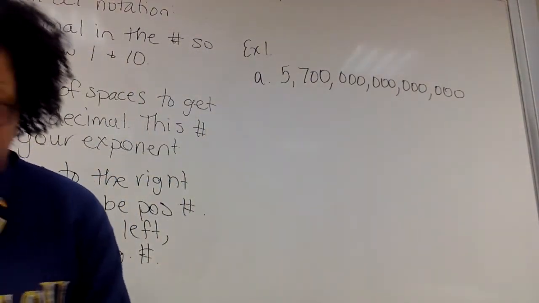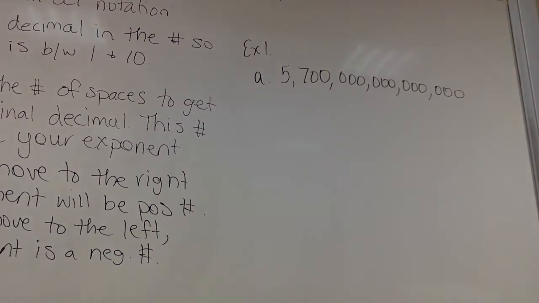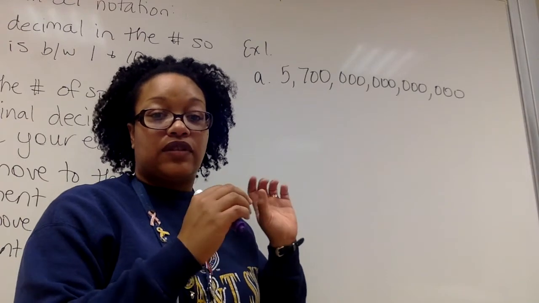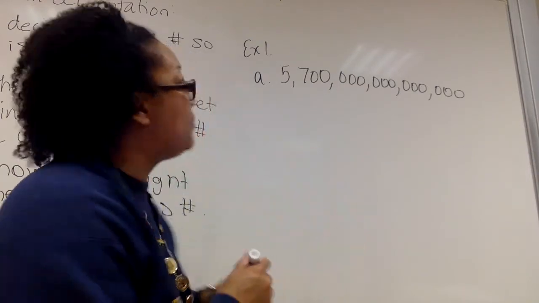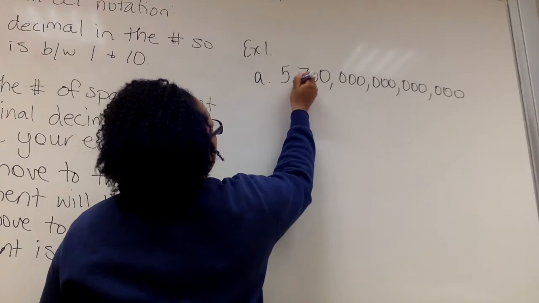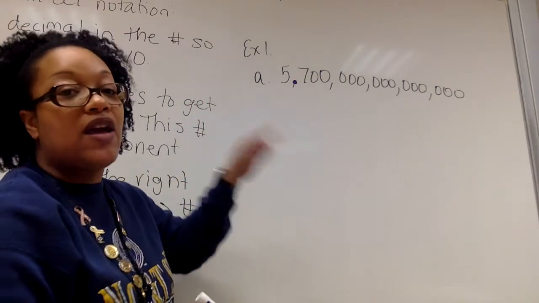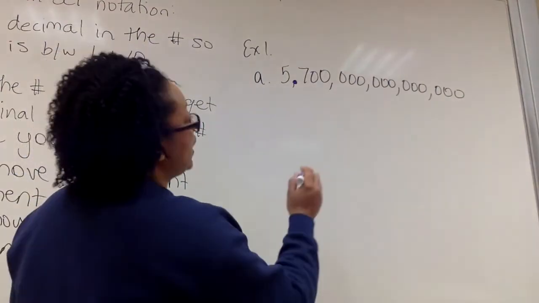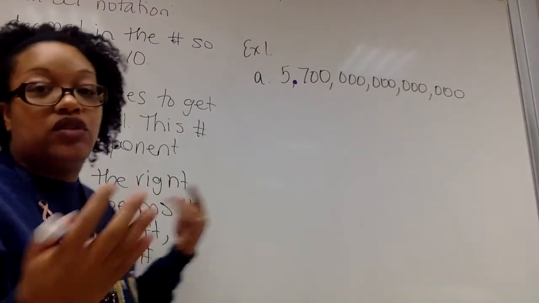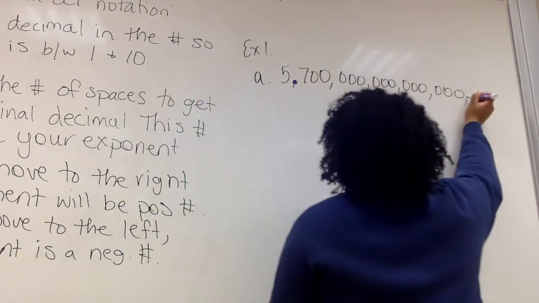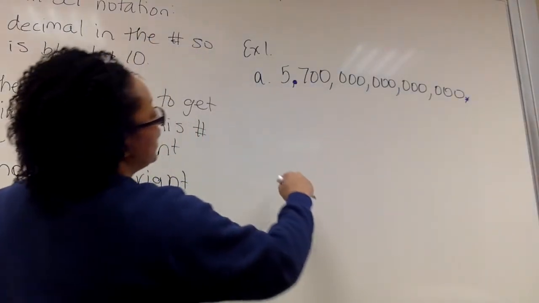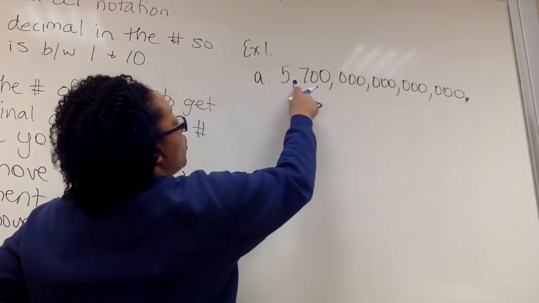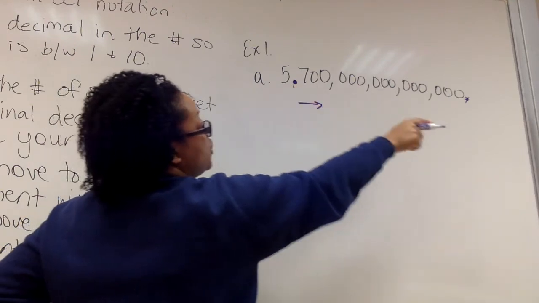So the first thing you're going to do is, I'm going to try to get a different color here. I need to put this number where the first number is between 1 and 10. Well, that means that I'm going to have to put a decimal right here. Can y'all see that purple decimal right there? 5.7, that's my C. So that's step 1. Now, to get to the original decimal, you know that whenever you have a whole number, your original decimal is at the end. So I have to count to the right, all the way to the end.